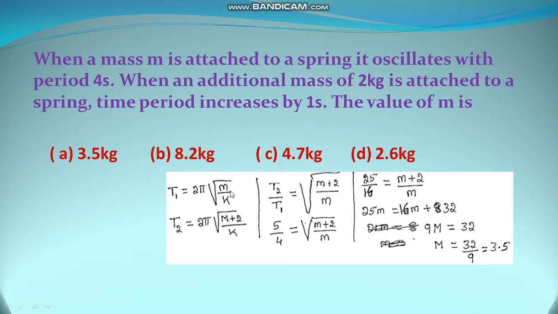Equation 2 by 1. So you will get square root of m plus 2 by m. But time period is given here. First one is given 4 seconds, second one is given 5 seconds. So simplifying this, you will get your answer 3.5. So our answer is A.